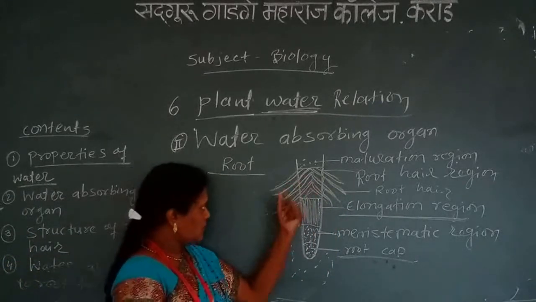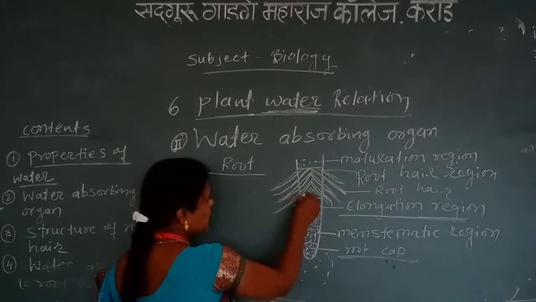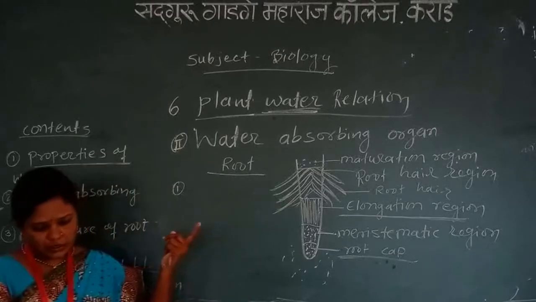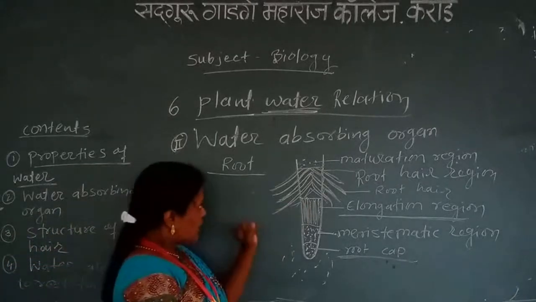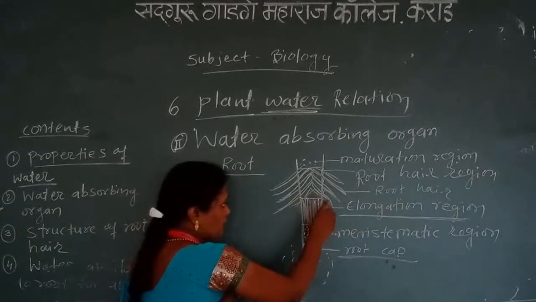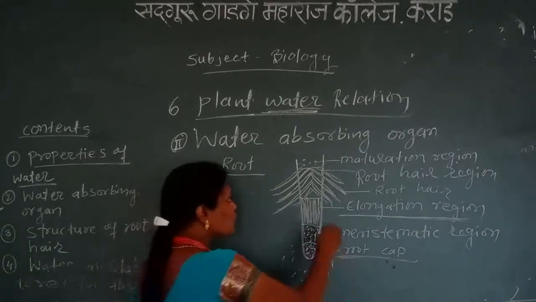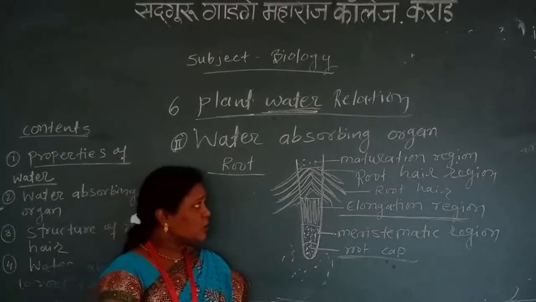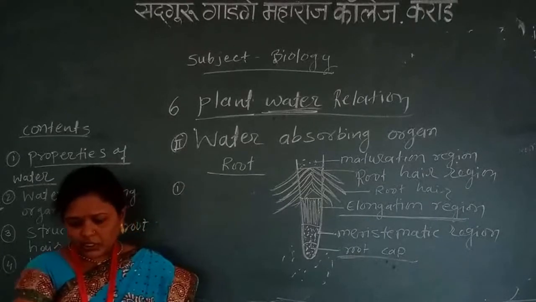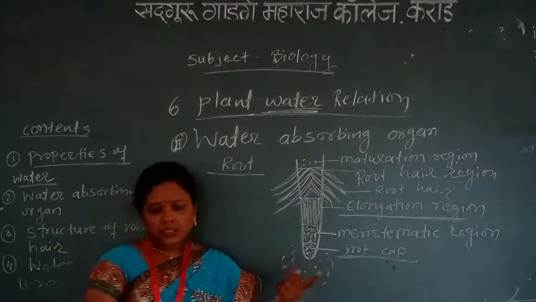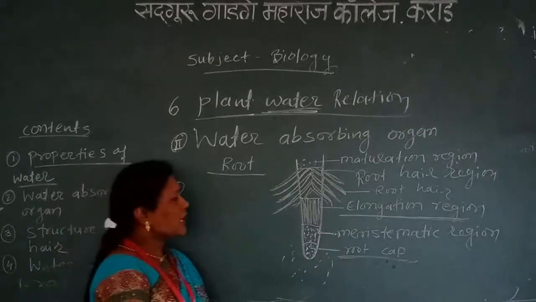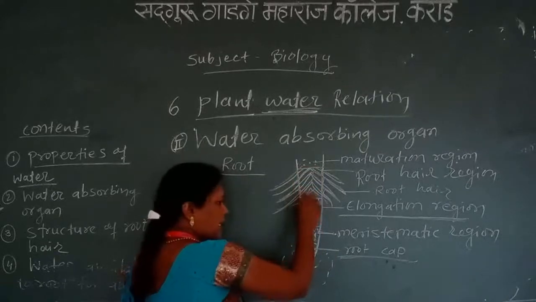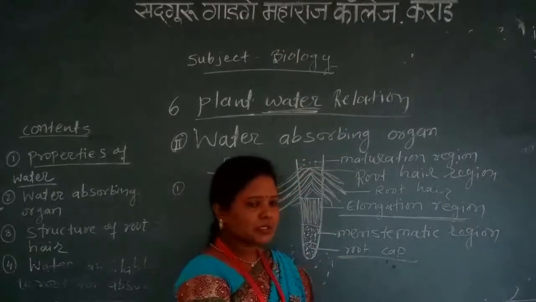The cells of this layer, it is a periphery layer or epiblema layer. So here a number of unicellular root hairs are present. What is the function of the root hair region? The function is to increase the absorption of water and minerals of the plant. This portion absorbs water and minerals.